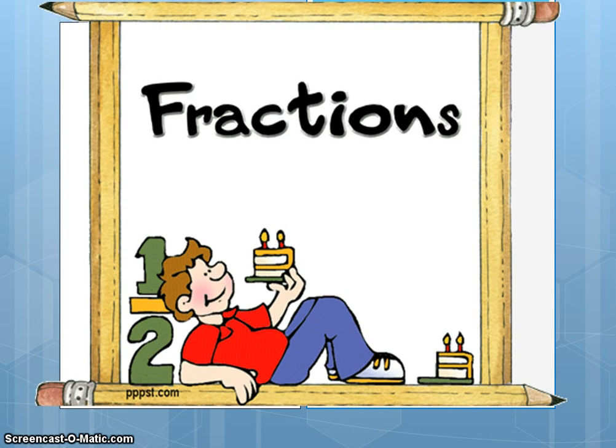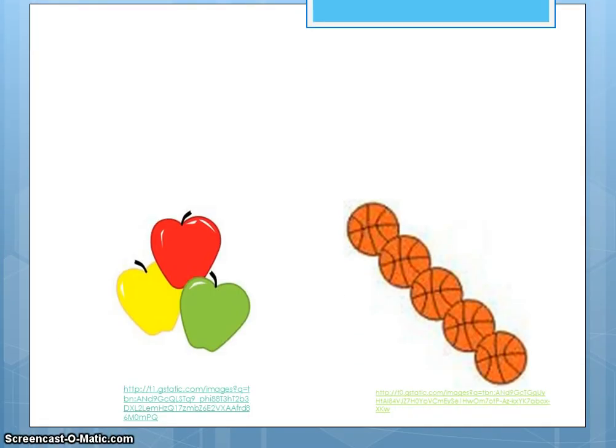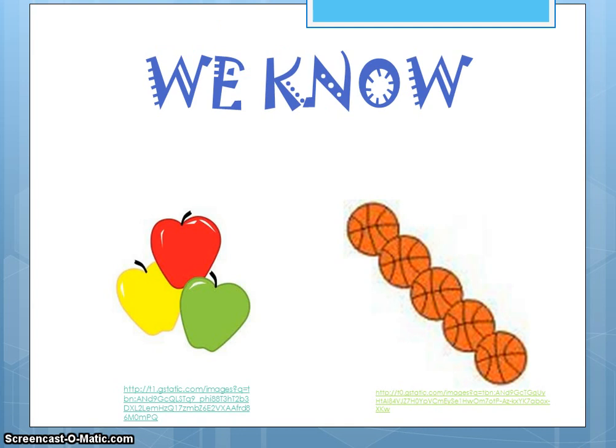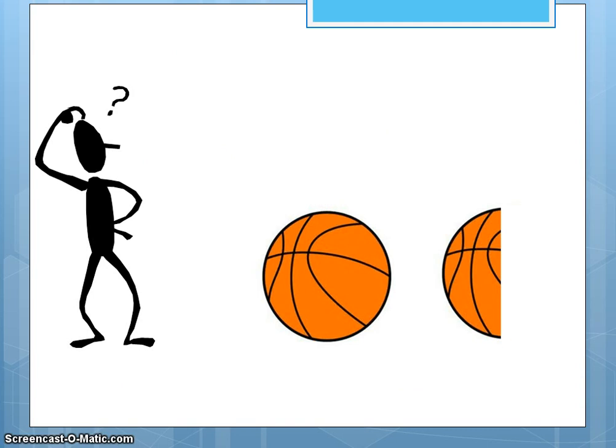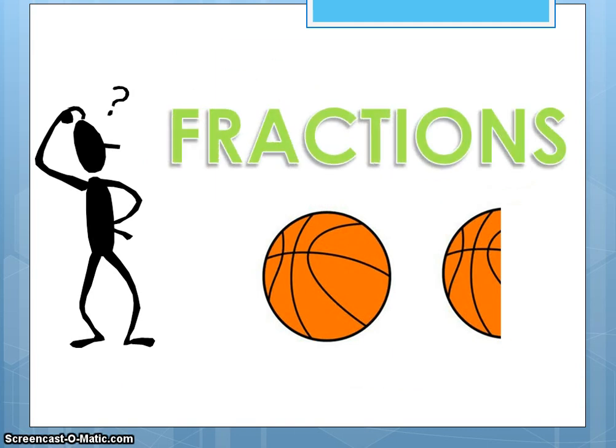We use fractions to count what we can't count using whole numbers. To start out, let's take a look at what we know. If we were asked to count how many apples we had here, we would say we had 3 apples. Or if we were asked to count how many basketballs we had here, we could say we had 5 basketballs. But how would we count this many basketballs? That's where fractions come in.